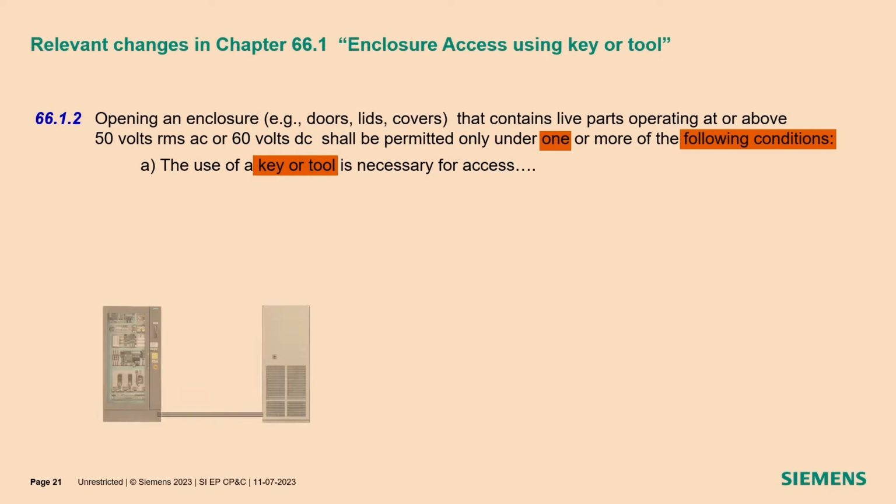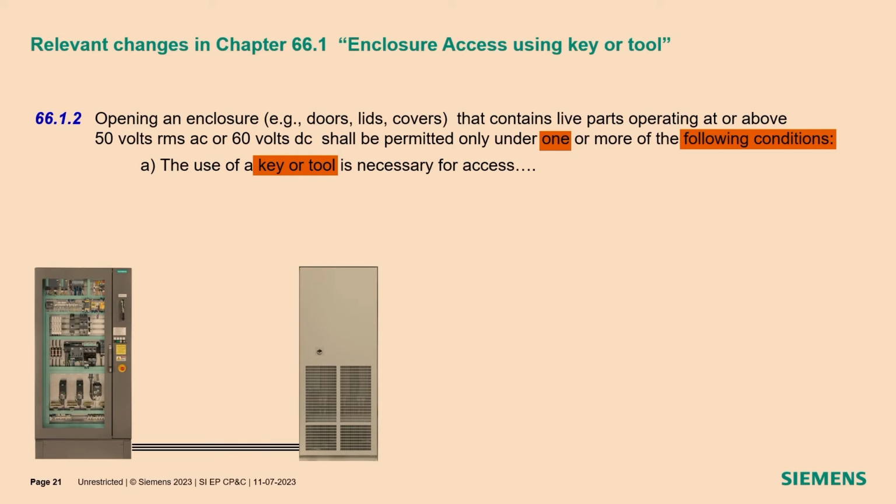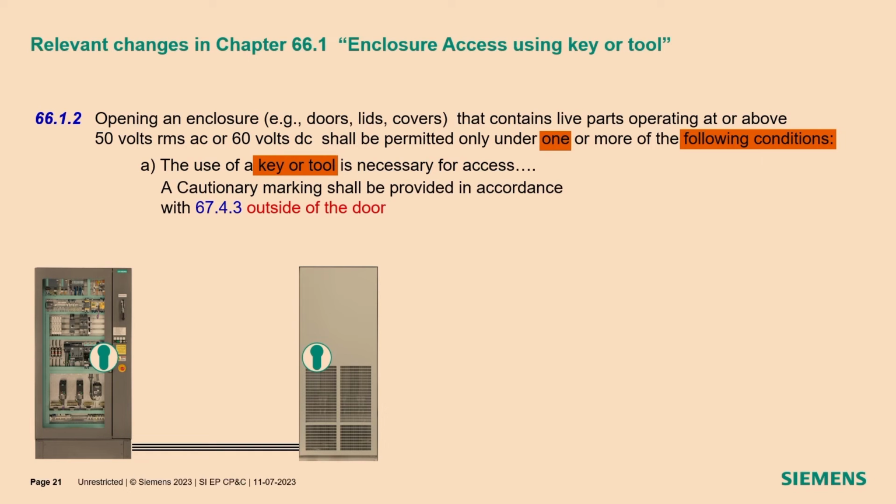Then you are ready. For example, you have an industrial control panel and a sub panel. The sub panel is supplied from the industrial control panel, and you need only to put a door lock into it, and then only a qualified person with a key or a tool is able to open the door, and then the enclosure access is okay.